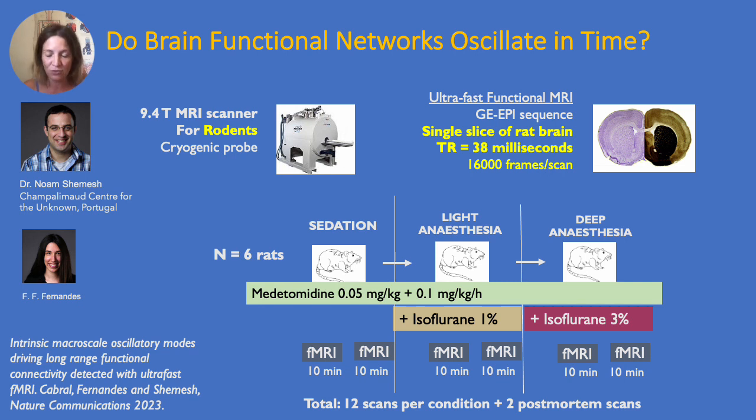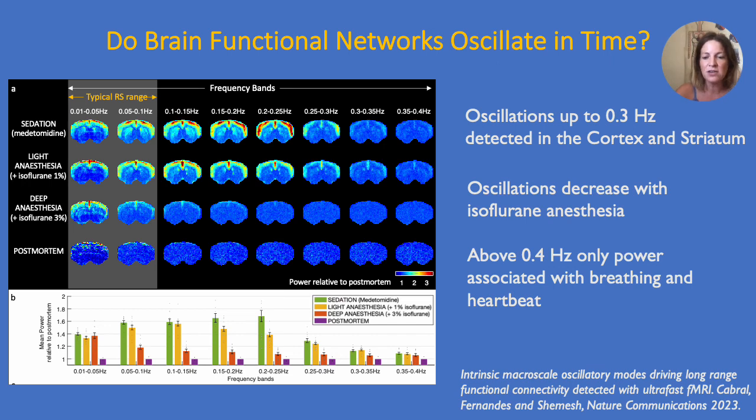And then we added isoflurane at 3% concentration. And in that case, it is known that usually the fMRI signal is really vanished, and we lose all types of functional networks that can be detected. So in total, we have 12 scans per condition, so 36 scans, and we also did 2 postmortem scans to serve as baseline. And the first thing we did was to analyze the power spectrum of the signals.